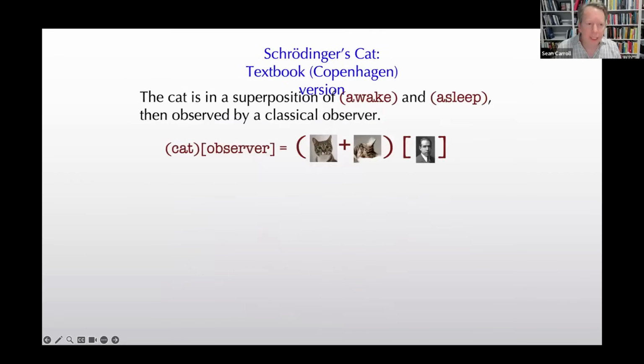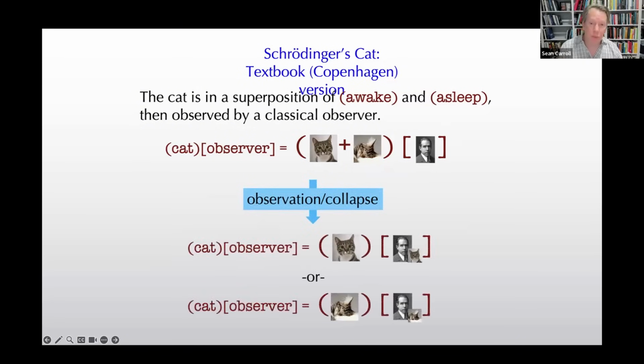So here is how you would talk about Schrodinger's cat in the Copenhagen interpretation. You would say that the cat, according to the rules, is in a quantum superposition of awake and asleep. And there's an observer that is classical. The observer in this picture is played by Niels Bohr. And what's going to happen is Niels Bohr is going to open the box, look at the cat, the wave function will collapse, and you will either get a situation where the cat's awake and the observer saw the cat awake, or the cat's asleep and the observer saw the cat asleep. That is the textbook version of quantum mechanics.